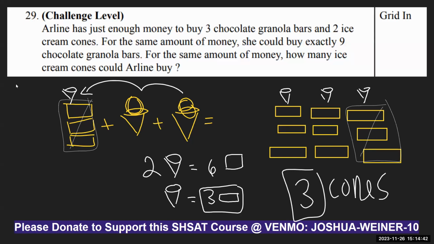So maybe drawing a picture is easier for this one. I don't know. You tell me. But that was question number 29. The answer is 3 ice cream cones Arlene could buy for the same amount of money.